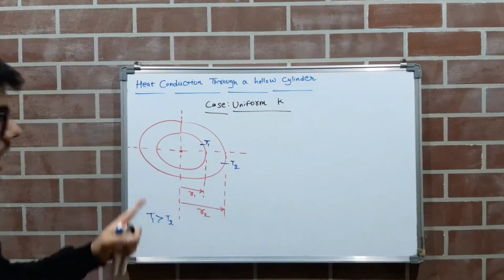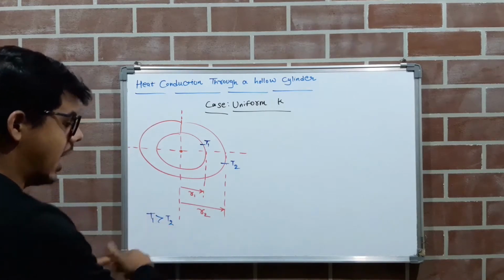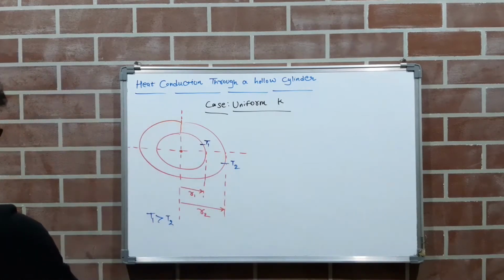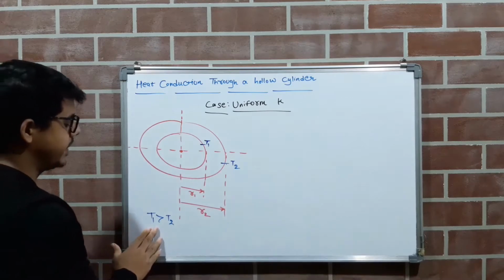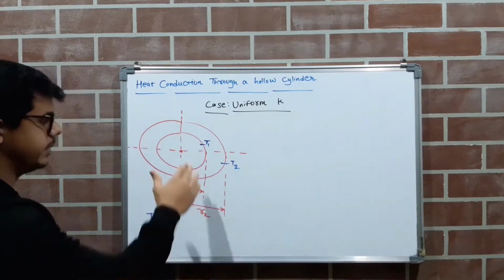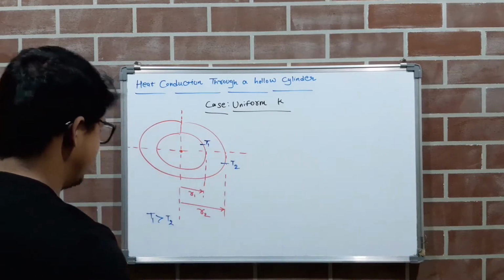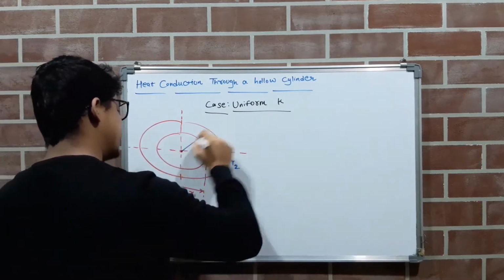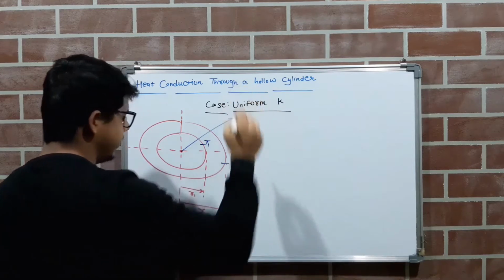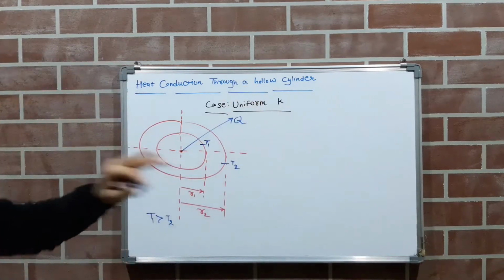Now we will see whether heat is flowing outside or inside the cylinder. As our temperature T1 is greater than T2, that means our heat is flowing outwards. So we will mark a direction. This is our direction of heat flow Q, that is from inside to outside.